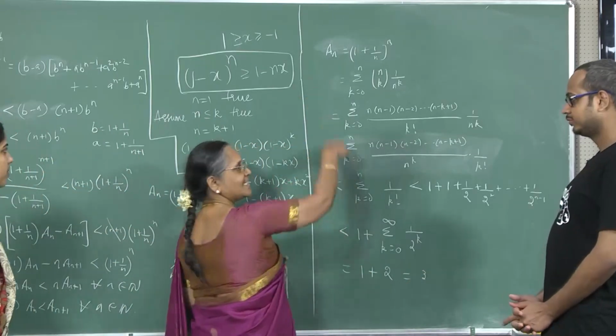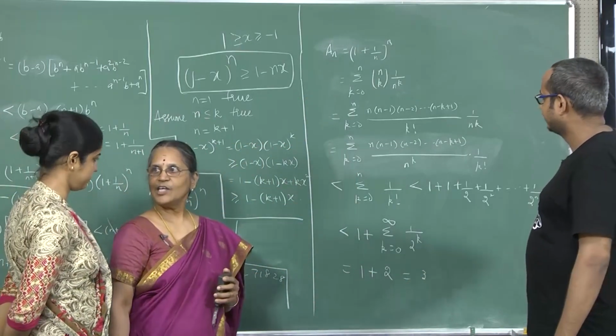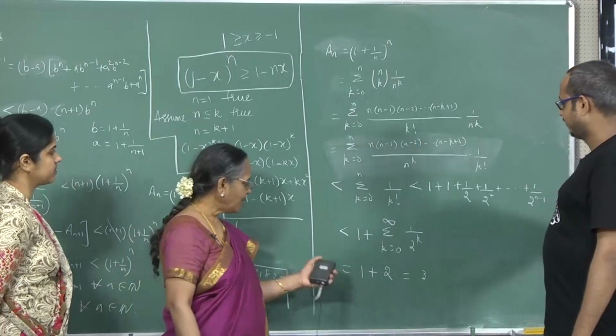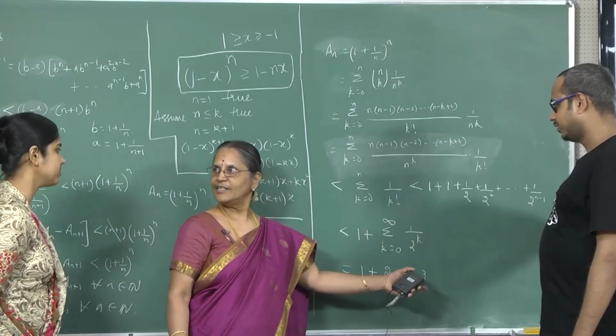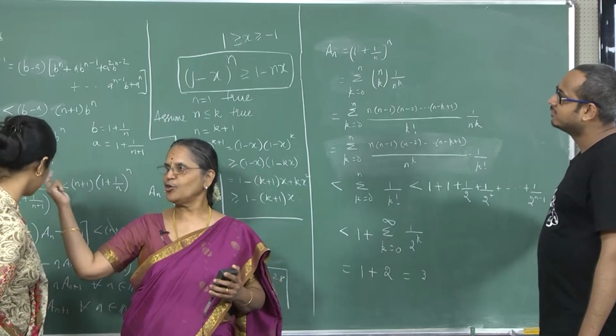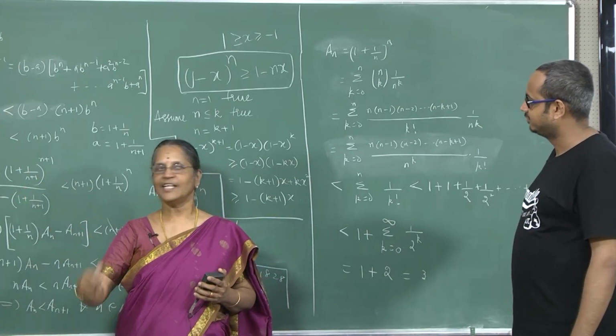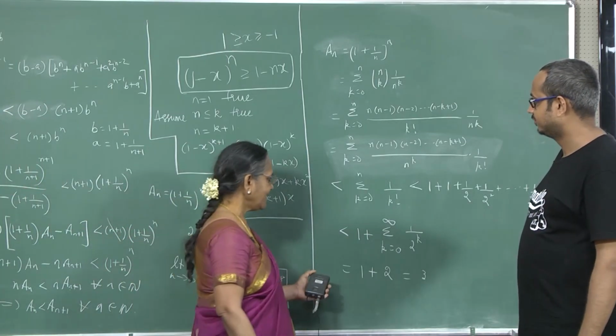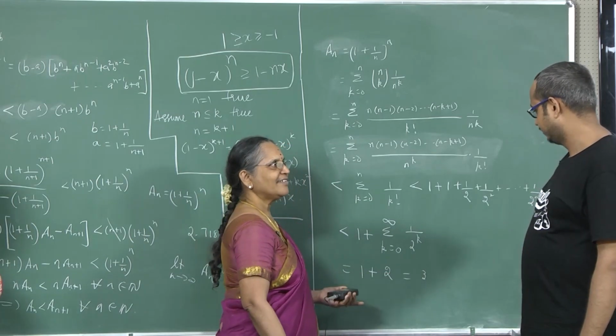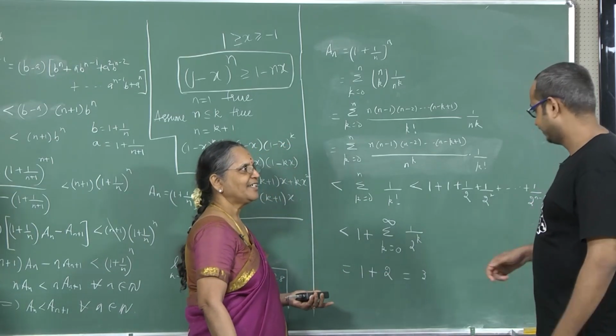So this tells us that the sequence a_n is bounded by 3. We have already shown that it is an increasing sequence, and it is bounded by 3. That is what we wanted to show. Is that right?